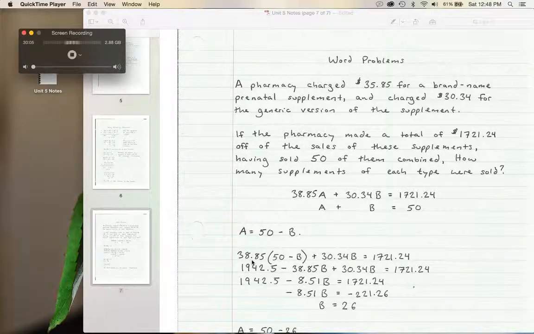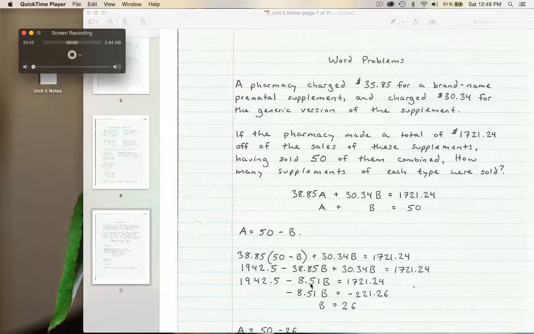First, I'll distribute 38.85 to the 50 and to the negative b. What I get is 1942.5 minus 38.85b. And I still have my plus 30.34b, and I still have my grand total here on the right-hand side. Next, I will notice that I have like terms here, 38.85b plus 30.34b. I can combine those to equal negative 8.51b. I've just carried down my other numbers in the equation.